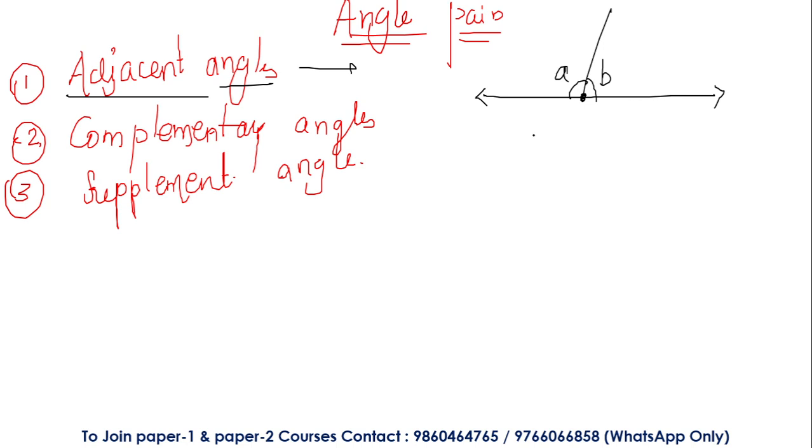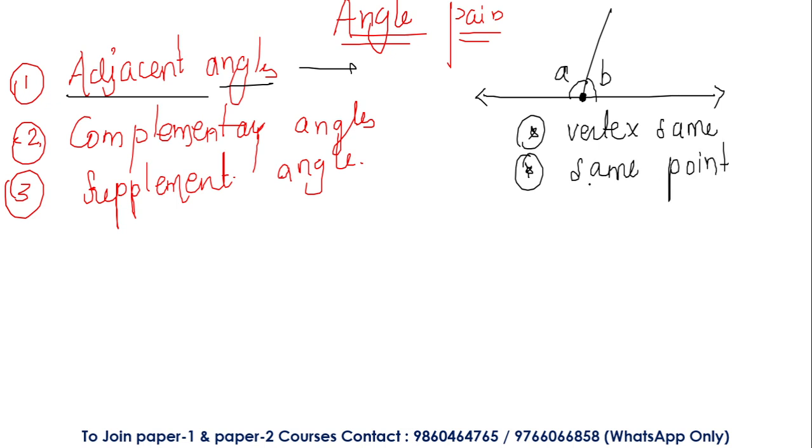But what are the requirements of the adjacent angles? They should be on the same vertex. Vertex of both the angles should be the same. This is the vertex of angle A as well as angle B, okay, or we can say that they should originate at the same point. Origin should be at the same point, okay.